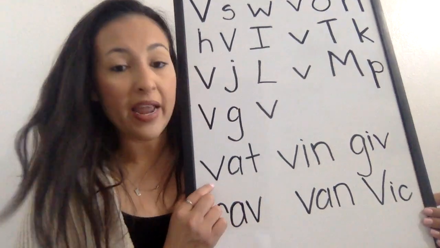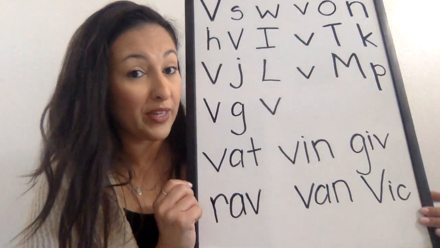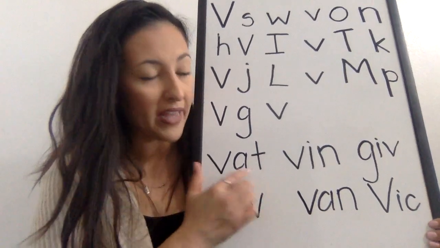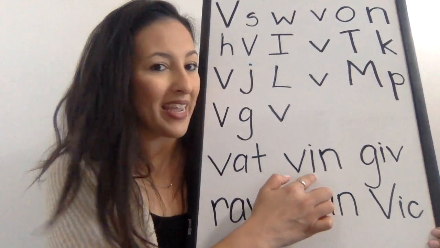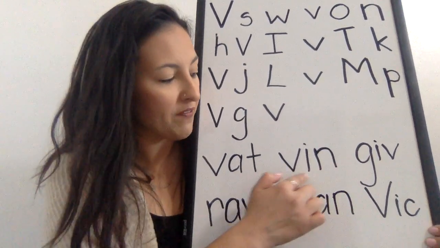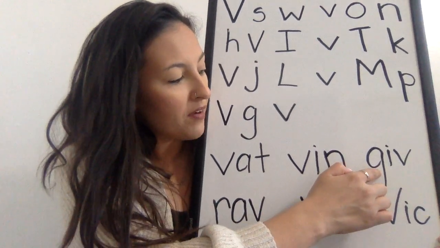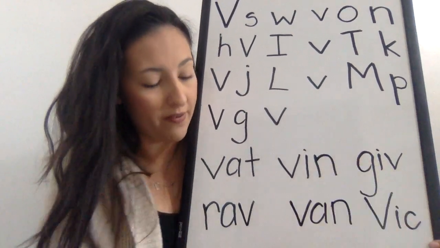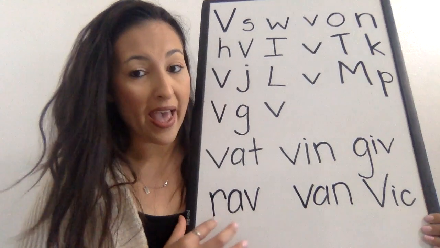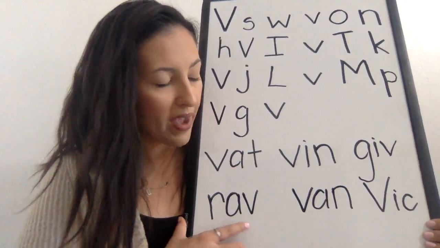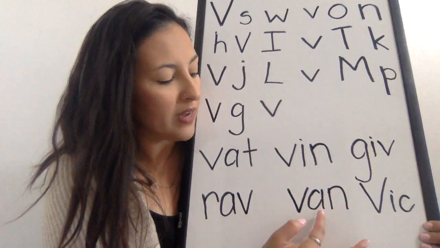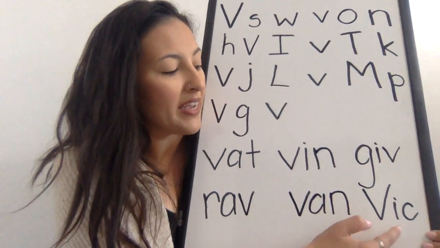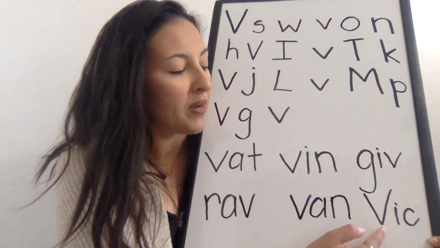Okay, now we're going to read these words down here. You guys ready? Sound v, sound a, blend it va, sound t, blend it vat. Word vat. Sound v, sound i, blend it vi, sound n, blend it vin. Word vin. Sound g, sound i, blend it gi, sound v, blend it give. Word give. Sound r, sound a, blend it ra, sound v, blend it rav. Word rav. Sound v, sound a, blend it va, sound n, blend it van. Sound v, sound i, blend it vi, sound k, blend it vic.